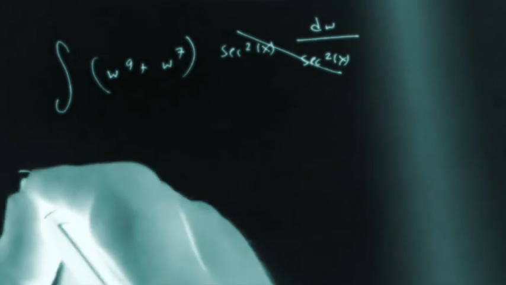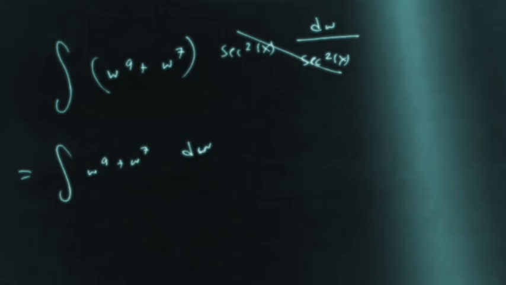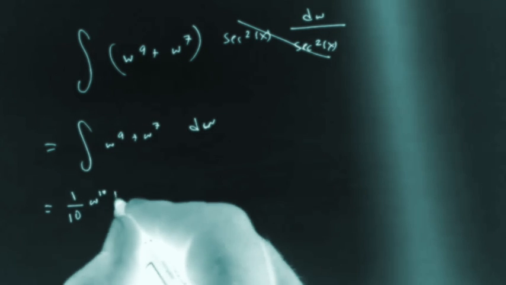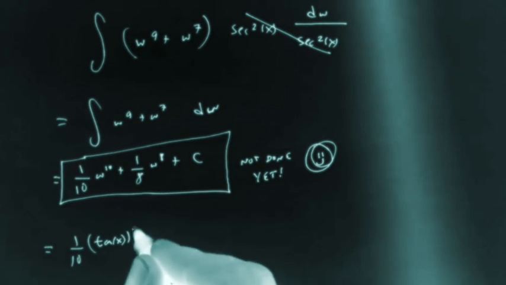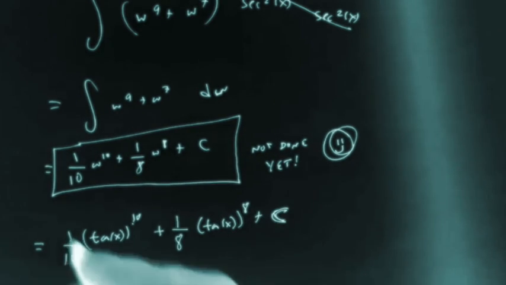This results in 1/10 w to the 10th plus 1/8 w to the 8th plus c. Then we substitute w equals tangent x back in, so our final answer is 1/10 tangent of x to the 10th plus 1/8 tangent of x to the 8th plus c.